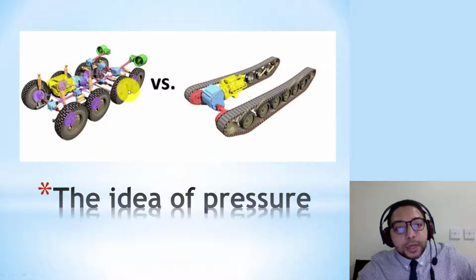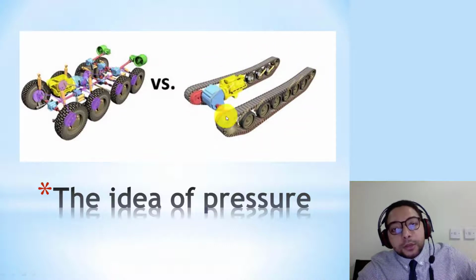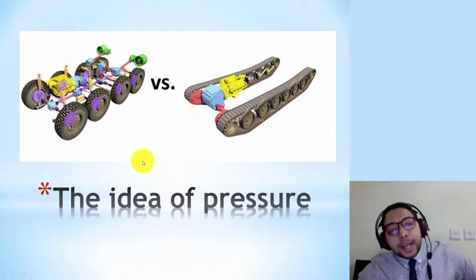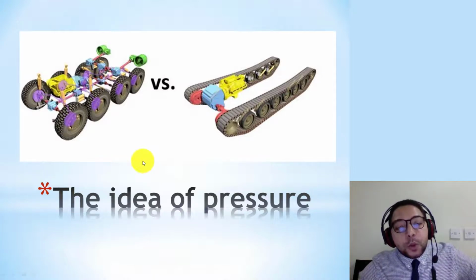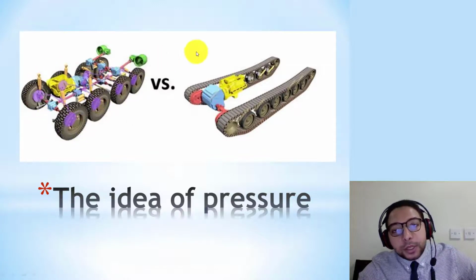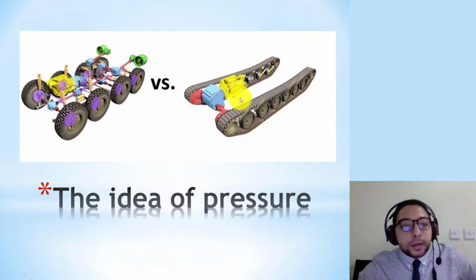But here, on the other hand, we have a smaller area, so the force is going to be concentrated, and this is going to apply more pressure than the other vehicle. So we can state that as the area of contact is smaller, the force is concentrated and the pressure is very high. On the other hand, when the area of contact is larger, the force spreads out across the area, and this causes less pressure on the ground. So here we have a higher pressure vehicle on the ground, and here we have a lower pressure vehicle on the ground.